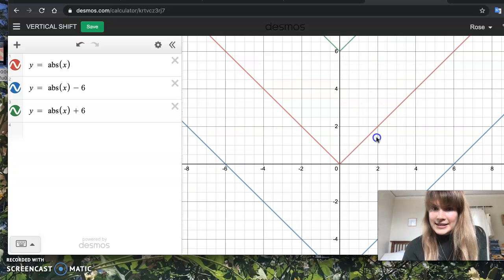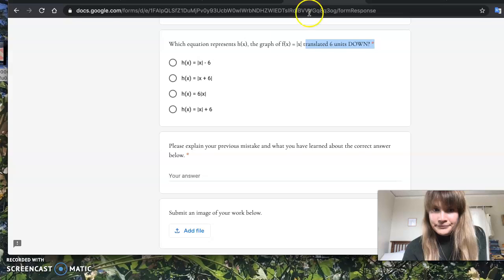So let's go back to the question. So I know that it has to be shifted 6 units down. So I know it's going to be subtract or minus 6. So this would be the correct answer. Hope that helps.